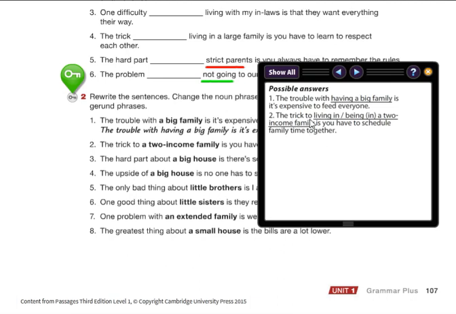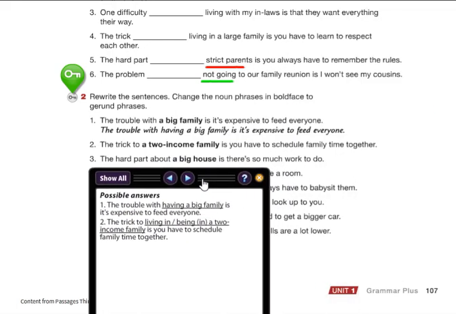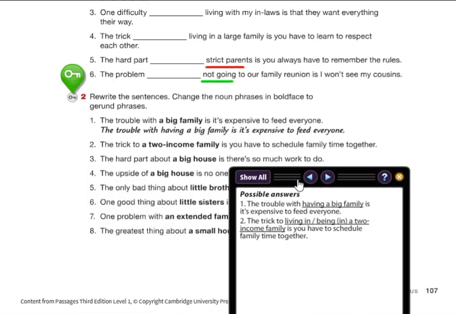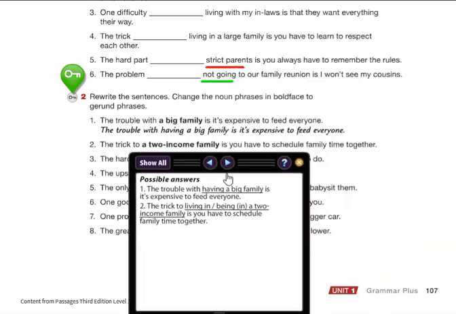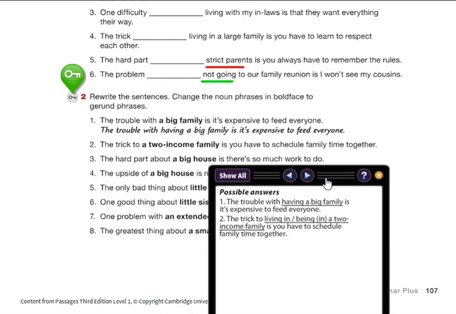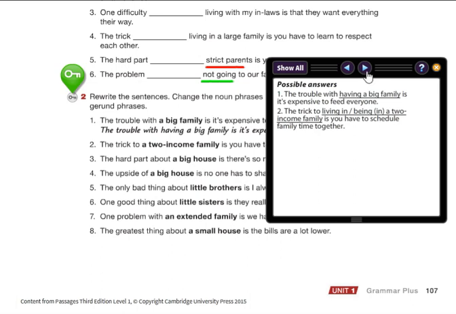The trick to, it's a preposition, guys. It's not an infinitive. It's a preposition. Don't get confused. Then number 3, the hard part about a big house is there's so much work to do. So this is a noun phrase, okay? Let's see. The hard part about, then a big house. We can use here the verb live or having, you know. So after about, because it's a preposition: the hard part about having or living in a big house is there's so much work to do.